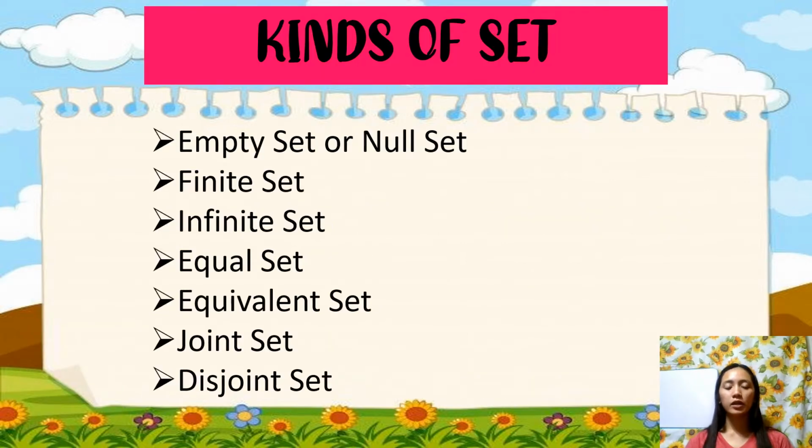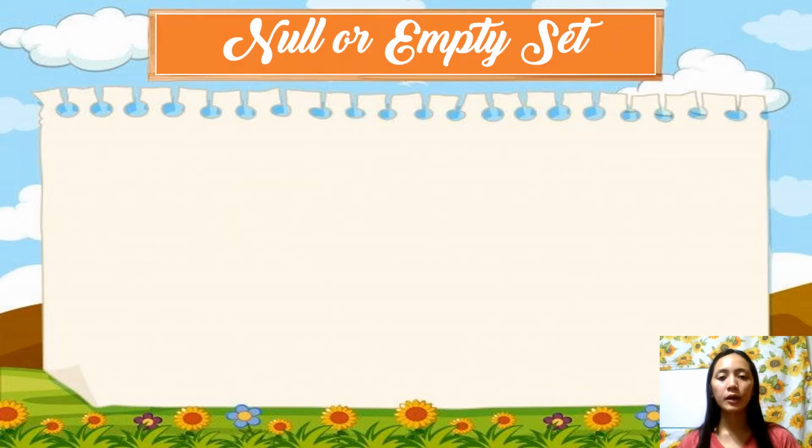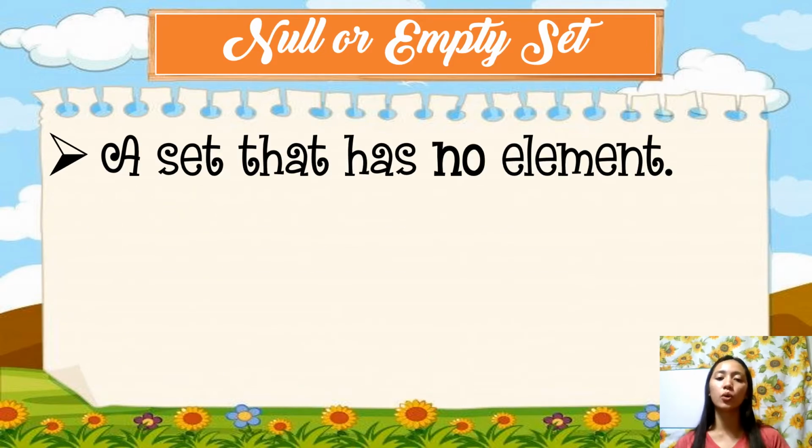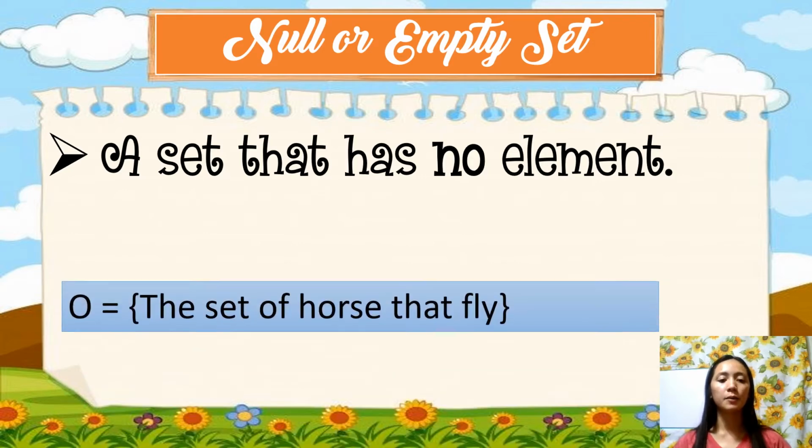So we have here the different kinds of set. We have the empty or null set, the finite set, the infinite set, equal set, equivalent set, joint set, and disjoint set. We will discuss each of the following sets one by one. For the null or empty set, I already discussed it to you. When we say null or empty set, it has no element, okay?